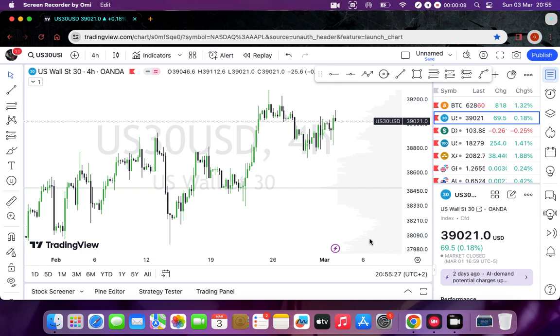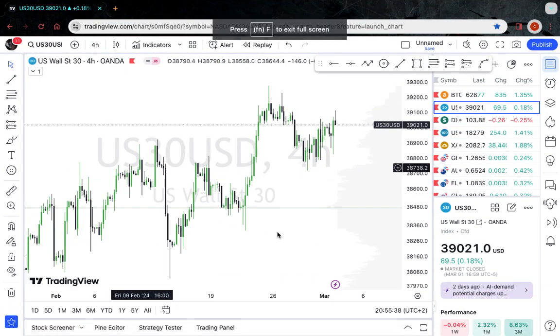So today we are going to be analyzing USDT. As you can see, it's an H4 time frame. So we are going to be cooking out USDT.